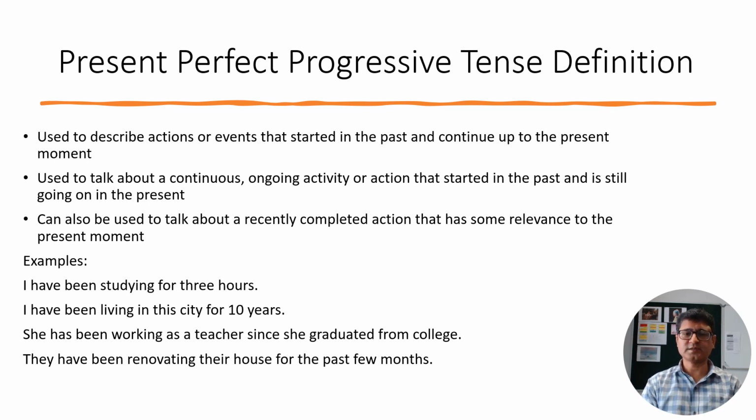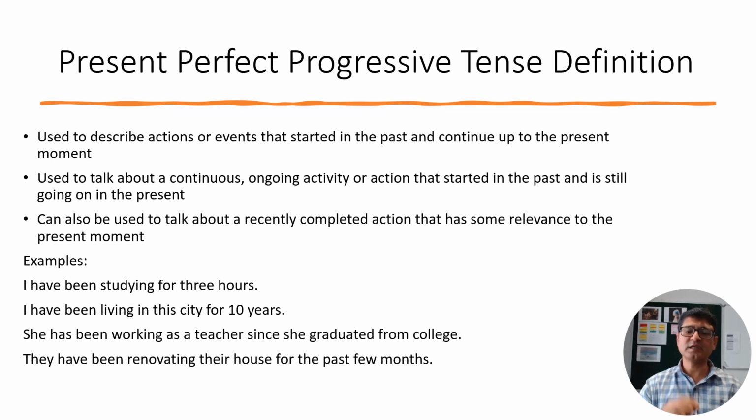Let's look at these examples. I have been studying for 3 hours. I have been living in the city for 10 years. She has been working as a teacher since she graduated from college. They have been renovating their house for the past few months. As you can see in all these examples, the action shows continuity till present.